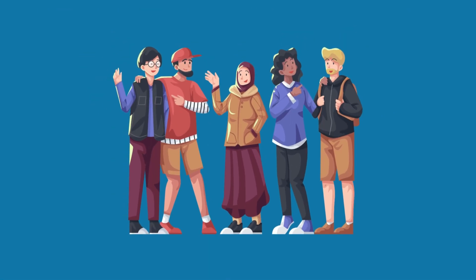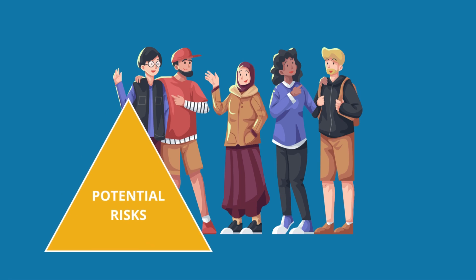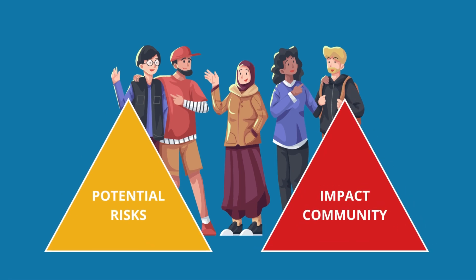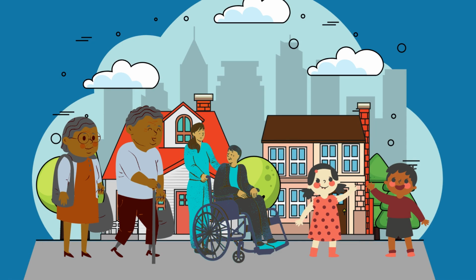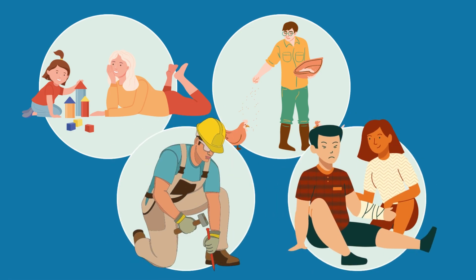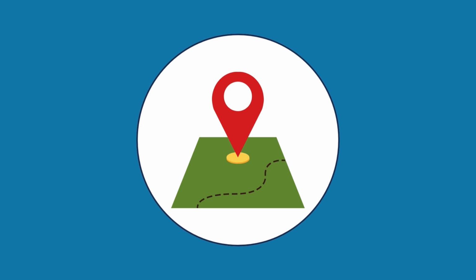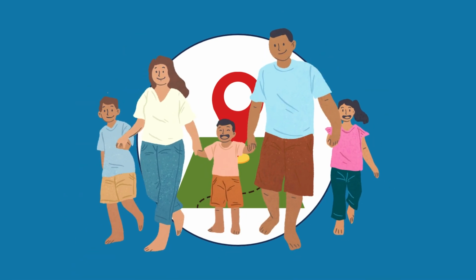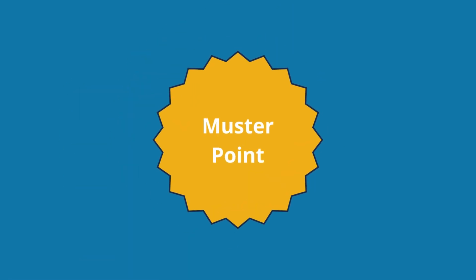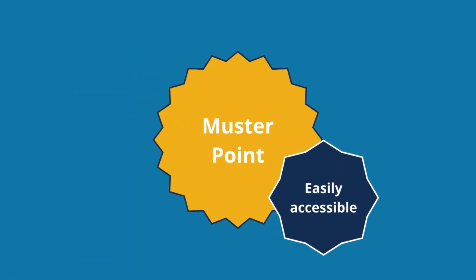Organize a get-together with neighbors to discuss the potential risks in your area and how they might impact your community. Identify who in your neighborhood has unique needs and may require extra assistance. Discuss what skills and resources you have in your area that might be of use in an emergency. Identify a safe meeting place in your neighborhood where you and your household should gather in an emergency, as well as your neighbors. This area is called a muster point. Your muster point must be easily accessible for those with mobility challenges.